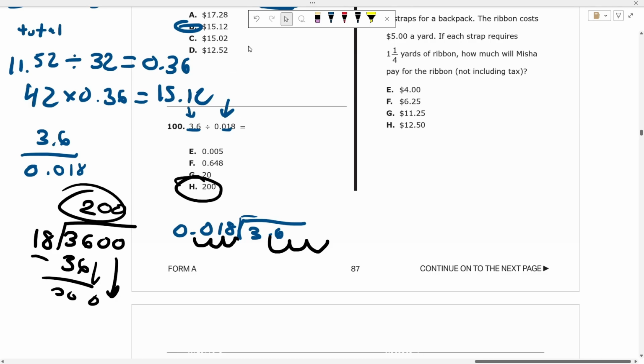This is very easy, right? It's an easy problem, but I guarantee you there's going to be one like this on the test, because they always like to kind of abuse students who love using their calculator. A lot of people forget how to actually divide or what division means. Remember that this number goes on the inside, and this number goes on the outside.